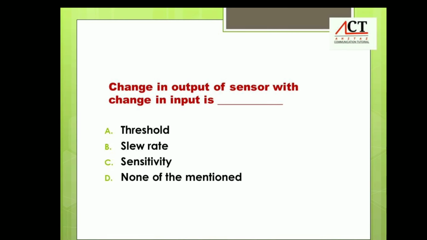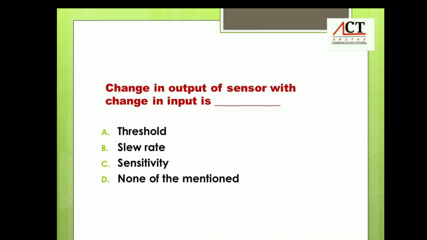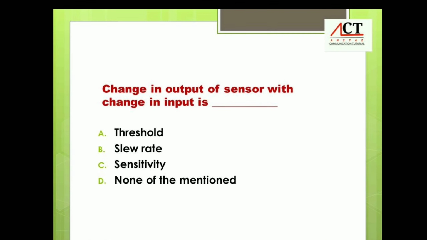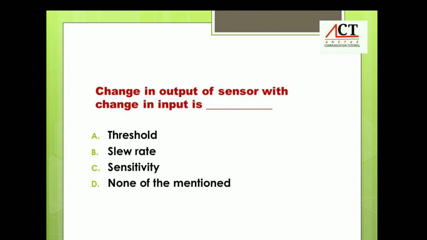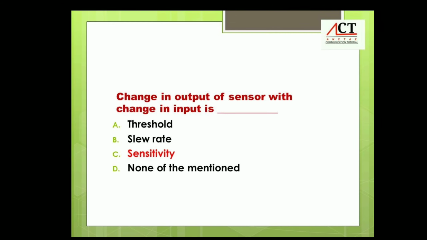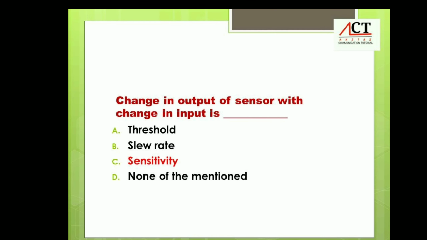The next question is, change in output of a sensor with change in input is A, threshold, B, slew rate, C, sensitivity, and D, none of the mentioned. The correct answer is option C, that is sensitivity.